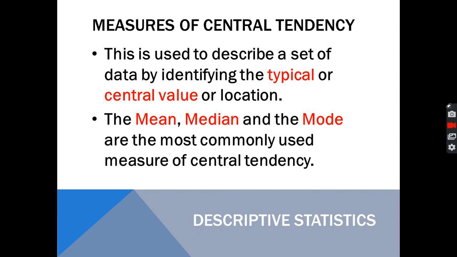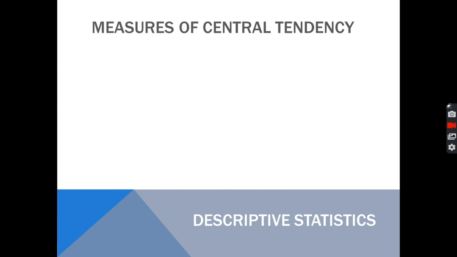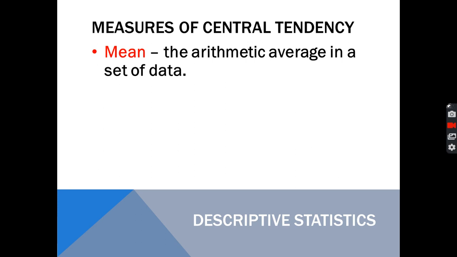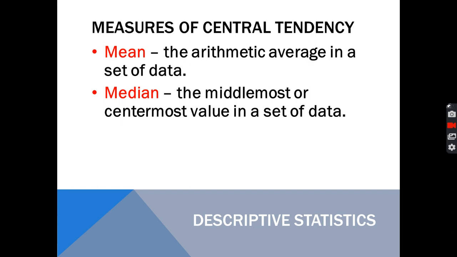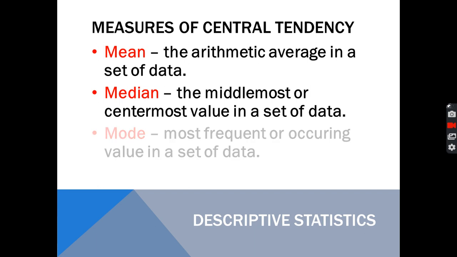So there are three measures commonly used in identifying the central tendency. We have mean, median, and the mode. So the mean is used to identify the arithmetic average in a set of data. While the median is the middlemost or centermost value in a data set. Next is the mode, which is the most frequent or occurring value in a data set.